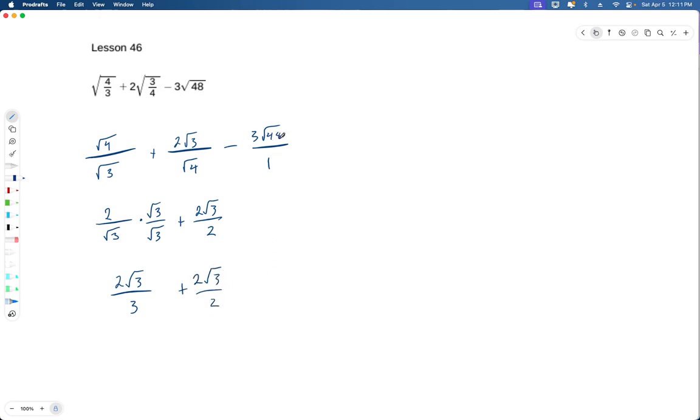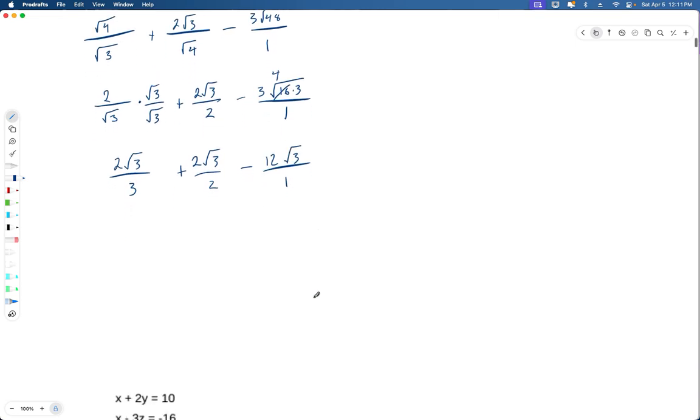And in this, I know is going to be 3 times 16. So that is going to be minus 3 times 16 times 3 over 1. This can be pulled out and made into a 4. So it'll be minus 12 times the square root of 3 over 1.